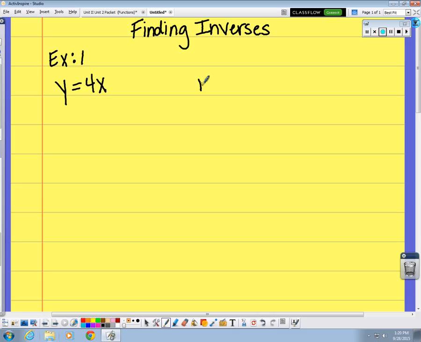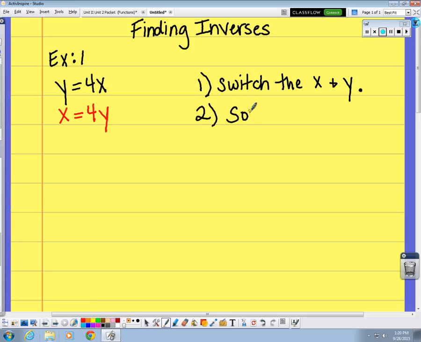Step 1 is switch the x and y. Okay, now what I mean by that is this y will now become x. And over here, instead of 4x, it'll become 4y. Okay, step 2 is solve for y.